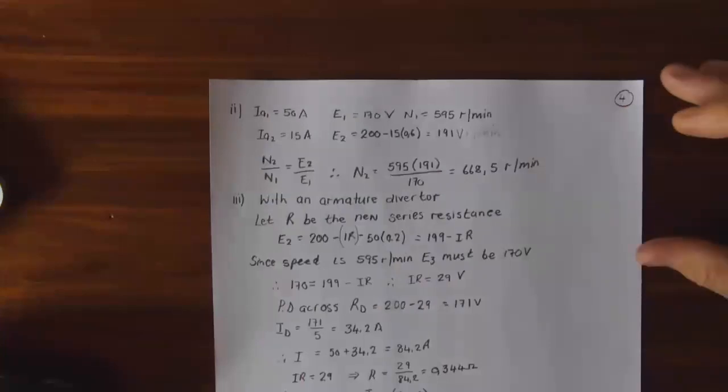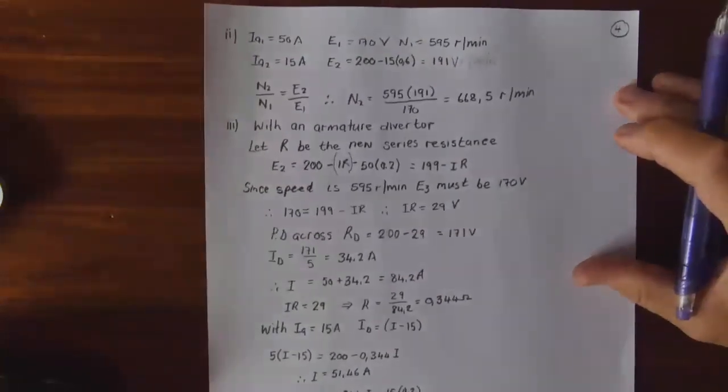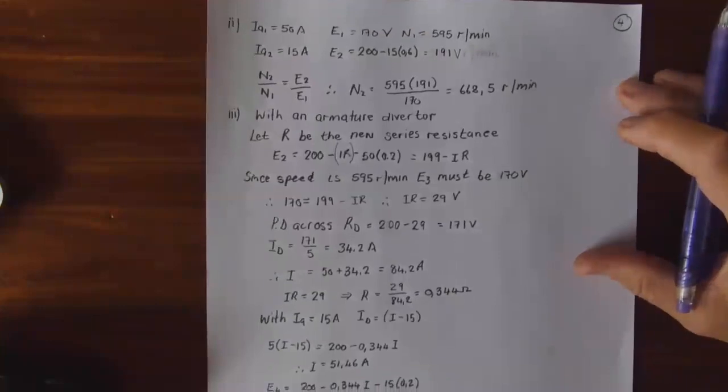So IA1 is 50, and therefore E1 is 170, and N1 is 595 revs per minute. IA2 is 15 amps, and E2 is 200 minus 15 times 0.6, which gives us 191 volts. N2 over N1 is E2 over E1, and that gives us a speed of 668 revs per minute.